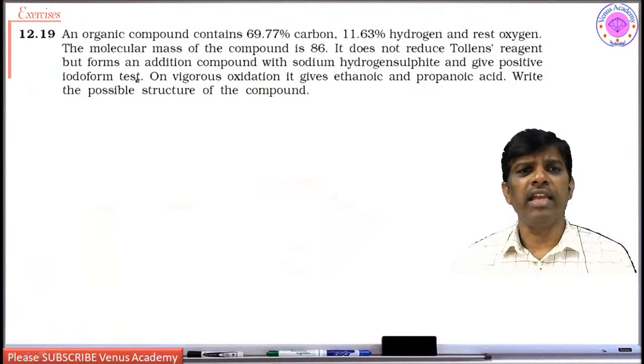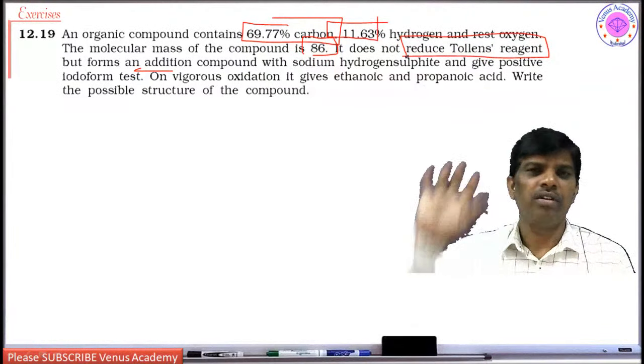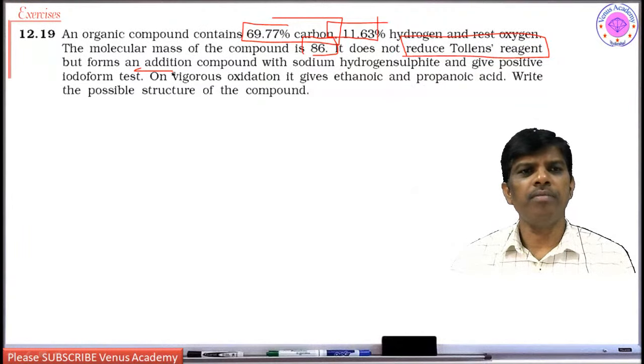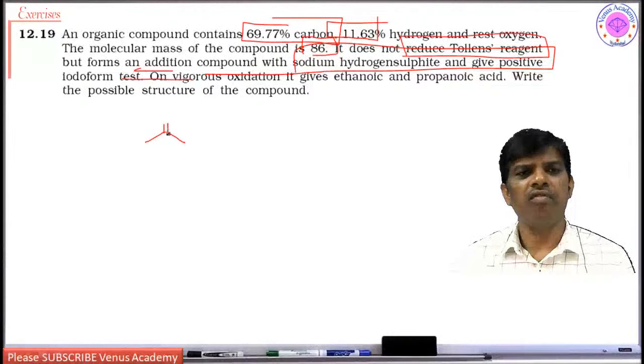An organic compound containing 69.77% of carbon, 11.63% of hydrogen, and the remaining oxygen. The molecular mass of the compound is 86. It does not reduce Tollens reagent. That means it is not going to be an aldehyde. It may be a ketone or an ester, but it forms an addition compound with sodium hydrogen sulfite, so it forms that with ketones also. It gives the iodoform test, so simply write down that a methyl group is going to be there.